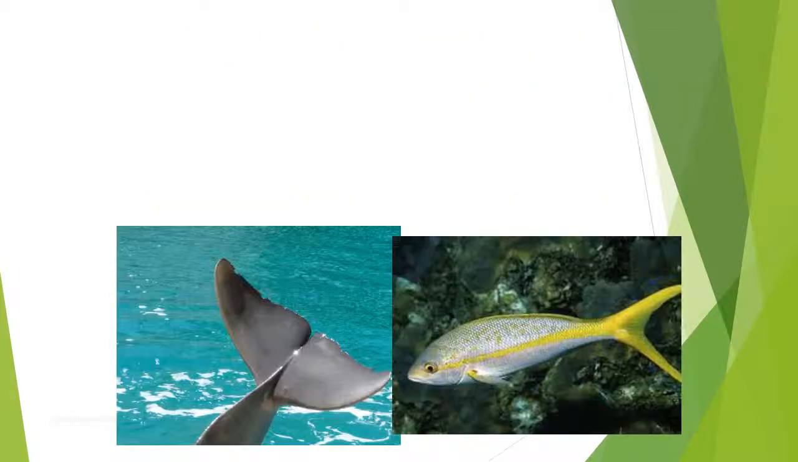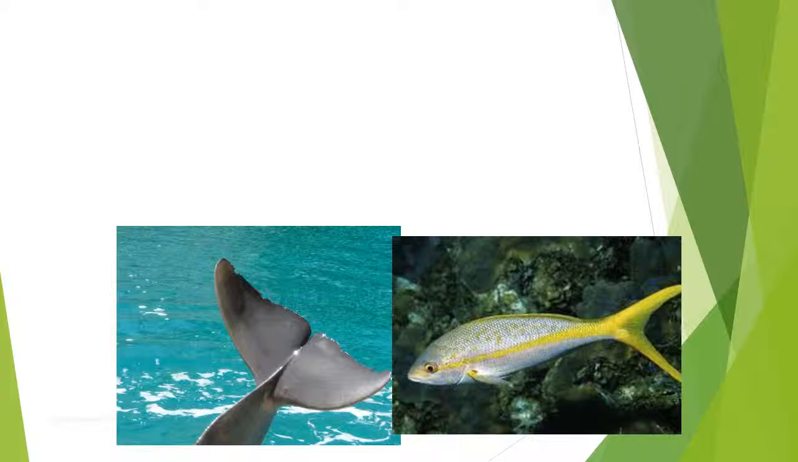So for instance, here on your left, you have the tail fin of a dolphin. This is called a fluke. The tail fin of a dolphin is called a fluke, F-L-U-K-E. Dolphins are mammals. They give live birth, they produce milk, they are warm-blooded. So dolphins are mammals, but take a look on the right. That is called a yellowfin, or a yellowfish, sorry. If you look at its tail fin, it looks pretty similar, but this is in fact a fish. They are cold-blooded, they lay eggs, they are not mammals.